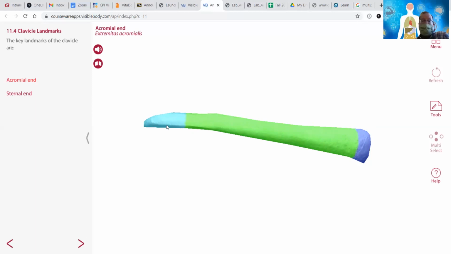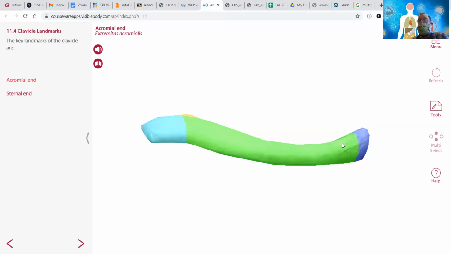So they just call these the acromial end and the sternal end. I've also seen them as the lateral third and the medial third. So sometimes they'll break the clavicle up into thirds. So let's talk about the lateral third, the middle third, and the medial third.